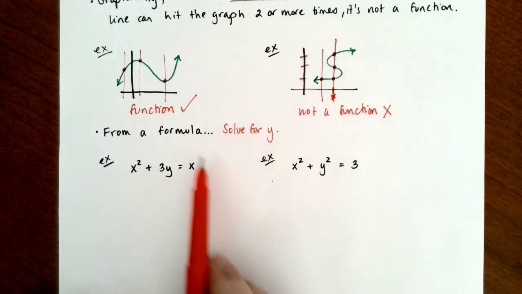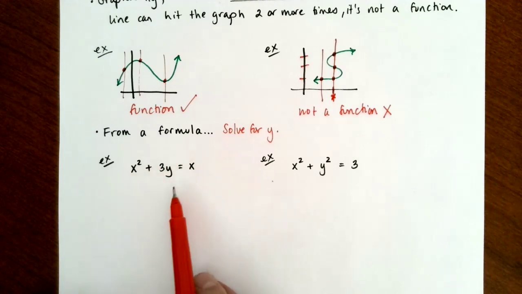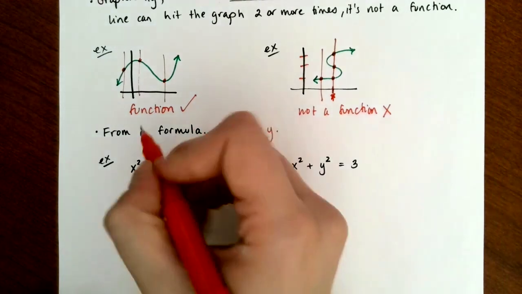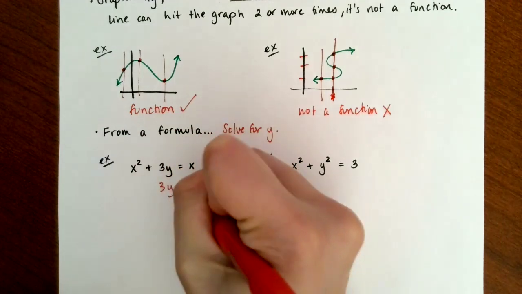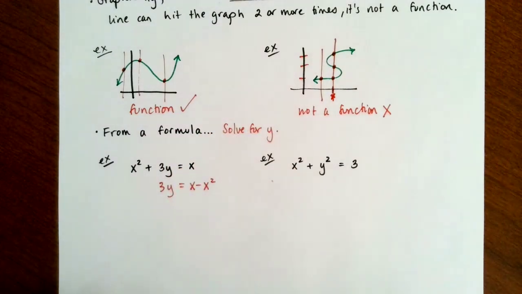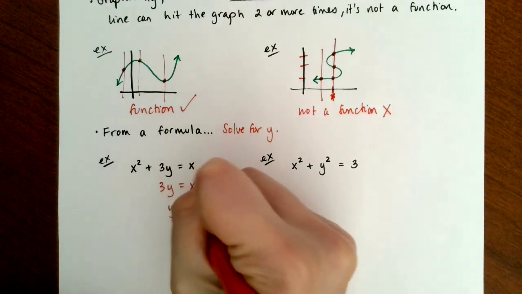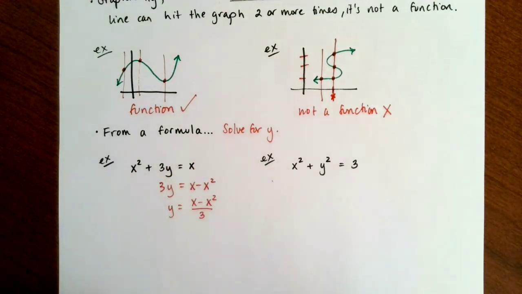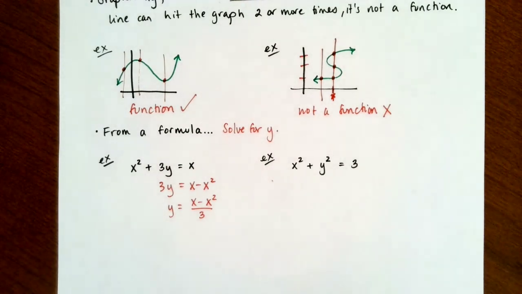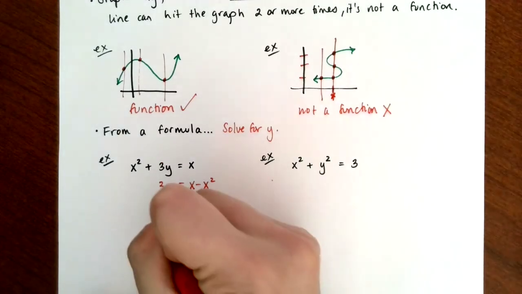So this first one here, I'm looking at it. I don't really have any idea what this graph would look like, but that's okay. If I solve for y, I'll subtract the x squared onto the right-hand side and then divide both sides by 3. I have y equals x minus x squared over 3. And I still don't have a sense of what this graph looks like, so I can't use the vertical line test, but I could think like any number I plug in for x, I have that number minus its square divided by 3. That's a computation, and it's only ever spitting out one single y value. So this guy is a function.